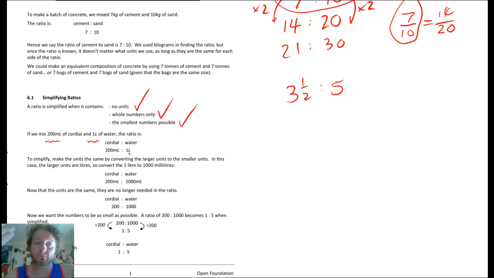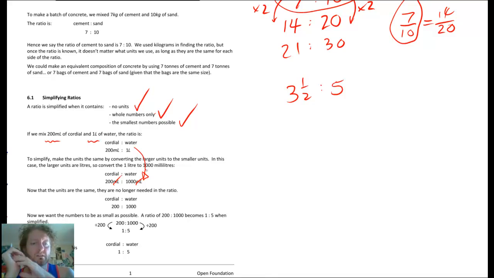And we hopefully know, and we'll get onto it later in rates where there's more of these, that milli means 1,000th. So a milliliter is 1,000th of a litre. In other words, 1 litre must have 1,000 of these little milliliters in it. So we convert 200 mils is in a ratio with 1,000 mils. 1 litre is 1,000 mils. Now they've got the same units, we don't need them anymore. 200 of a unit compared to 1,000 of the same unit.